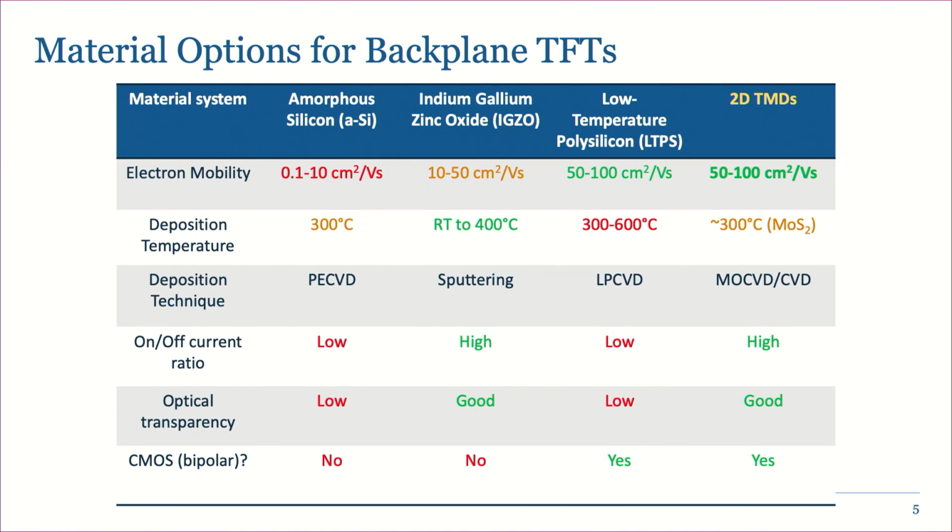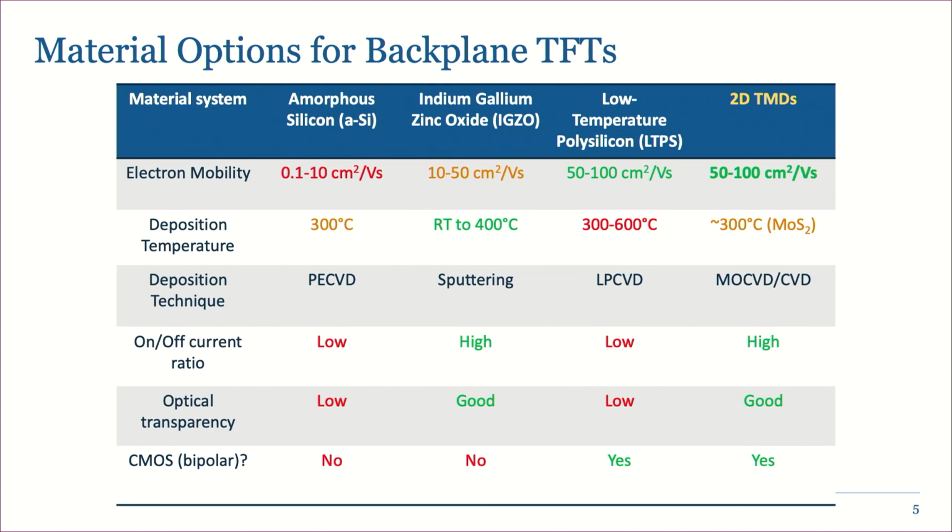For example, IGZO has reasonable mobility, it can be deposited at room temperature, and it's very transparent, but you don't have access to P-type transistors. On the other hand, LTPS has very good mobility, but it's not transparent, and it's more complex and expensive than amorphous silicon.